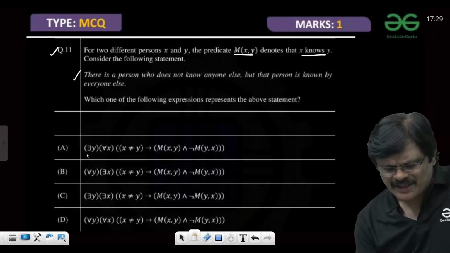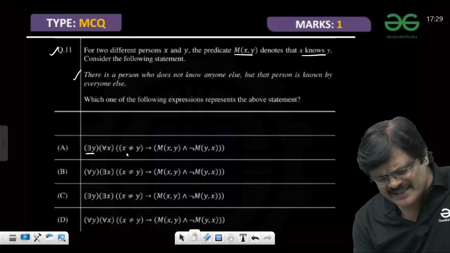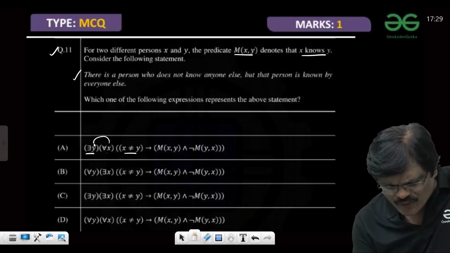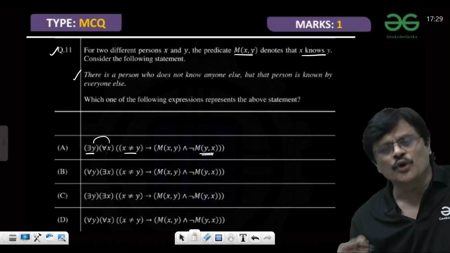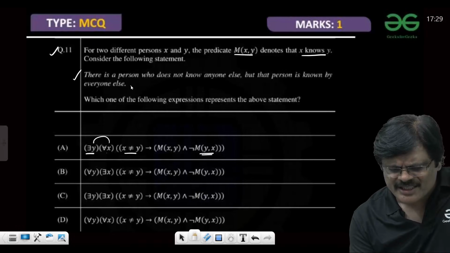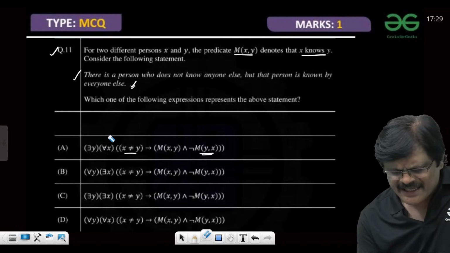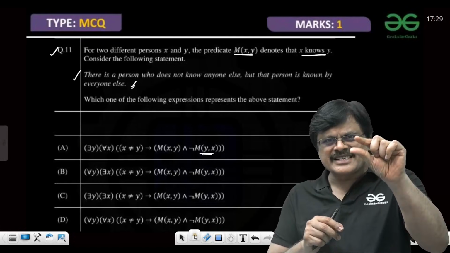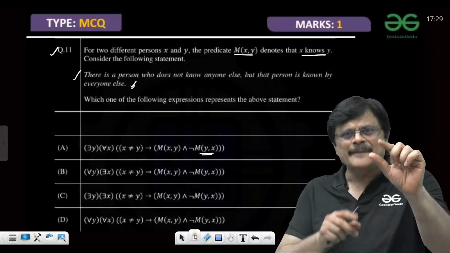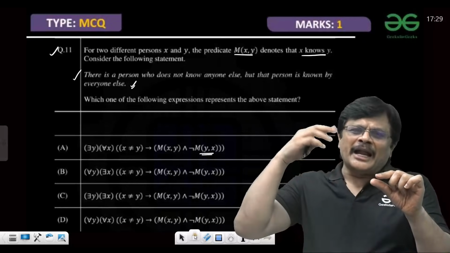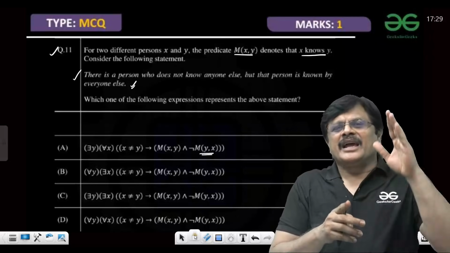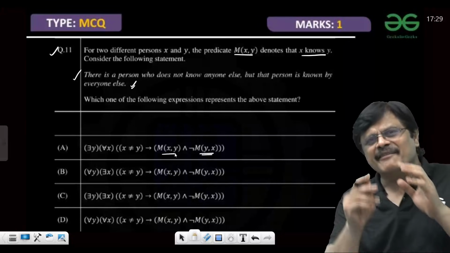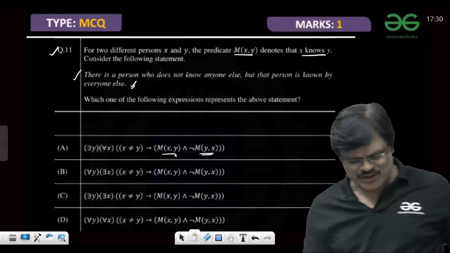Now if you see the first option, there is a Y for every X. Of course, X and Y are different. So here what is happening? Every X knows Y, but this Y does not know X. So that is exactly what this particular statement is saying. So option A is straightforwardly correct. Here this person is Y, a single person. You take any other person other than Y, every other person knows Y, that is X knows Y, that is correct, and Y knowing X is wrong, so the negation of that. So this is the correct option.